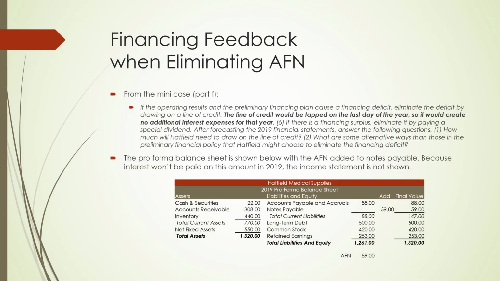So here you see the forecasted 2019 balance sheet, which is what we saw earlier, right? So we have forecasted total assets of $1320 and forecasted total liabilities and equity of $1261. That gives us AFN of 59. What we're going to do is tap this line of credit for 59, and that will go into notes payable. And if we add that 59 into notes payable, you can see in the final column there, that will bring our balance sheet into balance.